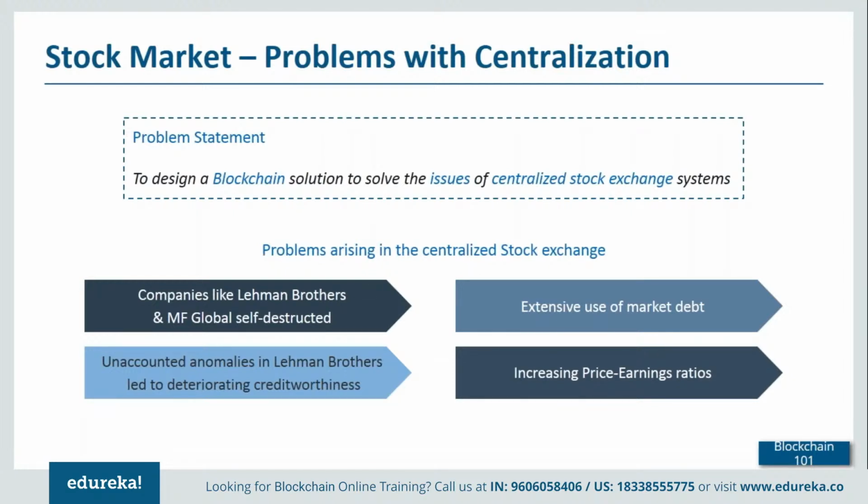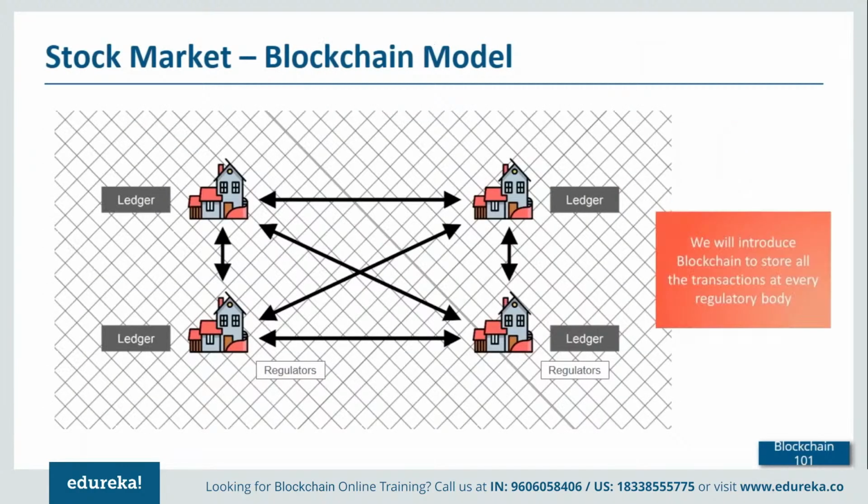Apart from that, the extensive use of market depth is one major concern. Increasing price to earnings ratio is also another major concern because all this is completely governed by the central stock exchange. So what we're going to do is introduce a blockchain that stores all the transactions made by these regulators, and this ledger would be completely visible to everyone. At any stage, anyone who's part of the public can view this ledger by just being part of the blockchain system. And anyone who wants verification with respect to how they are doing can get an understanding from seeing these blockchain systems as well.